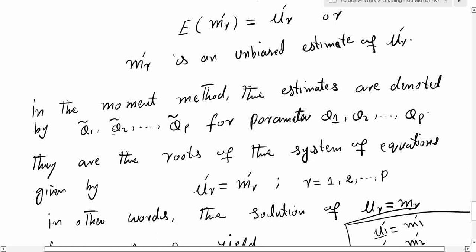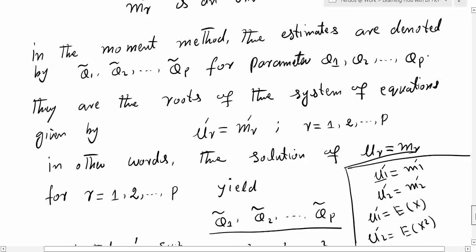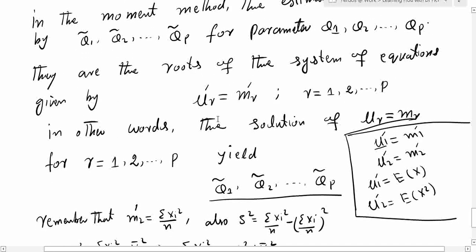In the moment method, the estimates are denoted by theta 1 hat, theta 2 hat, up to theta p hat. These are the estimates of the parameters theta 1, theta 2 up to theta p. They are the roots of the system of equations given by comparing the raw moments: mu r prime, the r-th population raw moment, is equal to m r prime, the r-th sample raw moment, for r equal to 1 up to p.